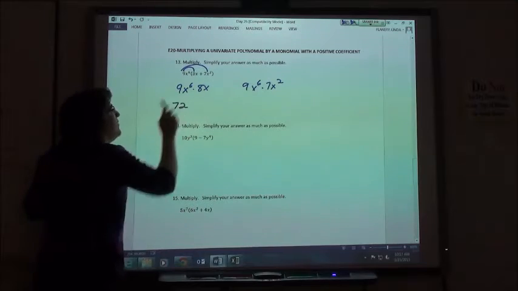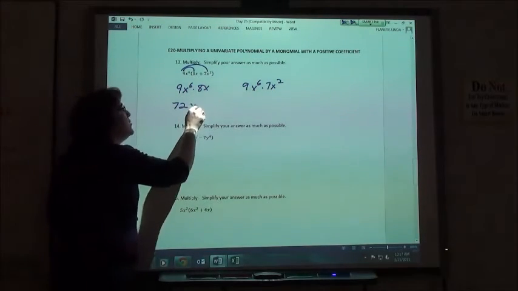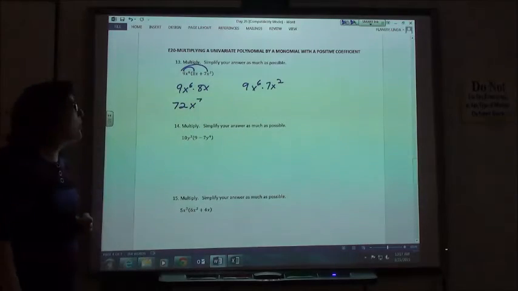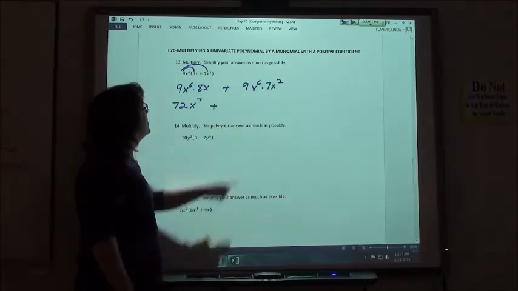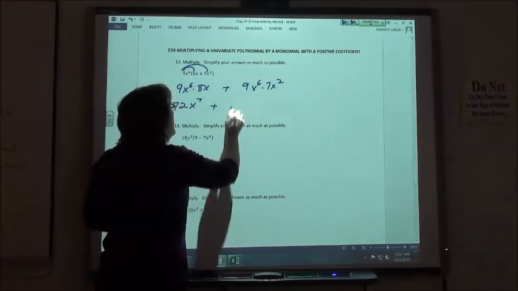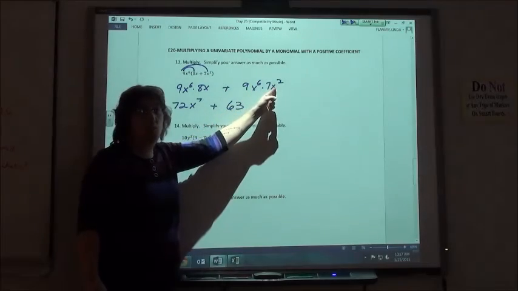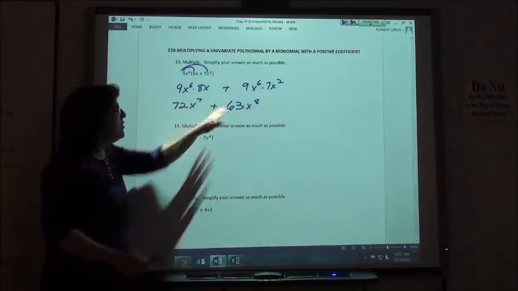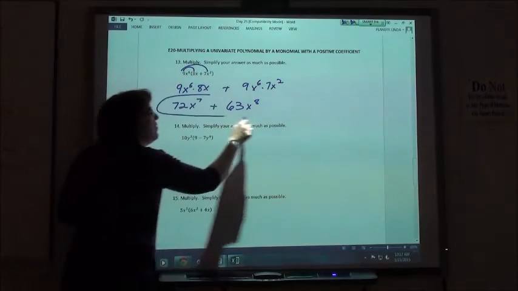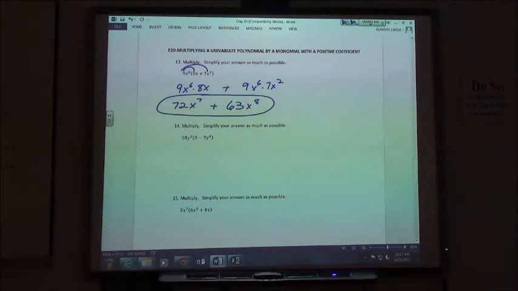So 9 times 8, 72. x to the 6th times x to the 1st would be x to the 7th, 6 plus 1. That one had a plus sign in there. And so then 9 times 7, 63. x to the 6th times x squared, I add them, I get x to the 8th. These are not going to be like terms because they have different exponents, and x to the 7th and an x to the 8th can't be added together, and so that's just what my answer is going to look like.